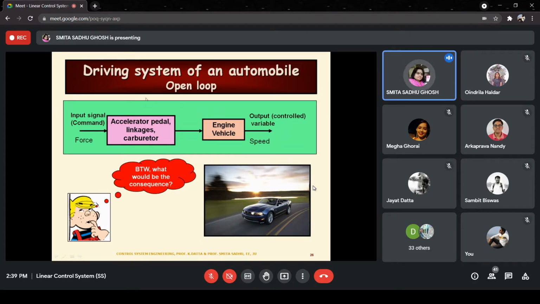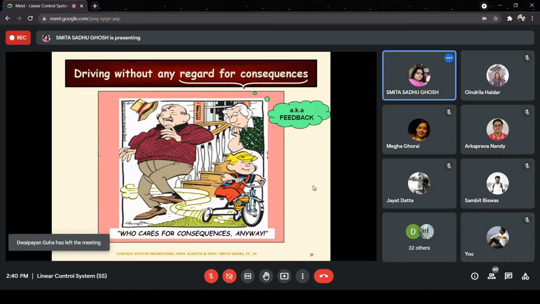So this is an open loop system, and in such a system, naturally, because there is no means of knowing what the output value is and taking some action on the basis of that knowledge, this will have serious consequences, in the sense that naturally it is going to cause an accident, right? So this is what we call driving without any regard for the consequences. If an accident occurs, it occurs.